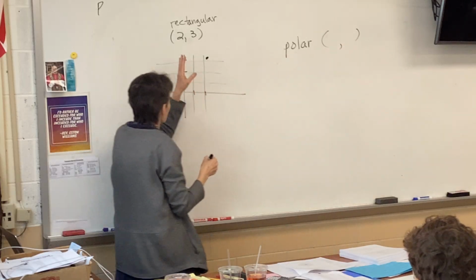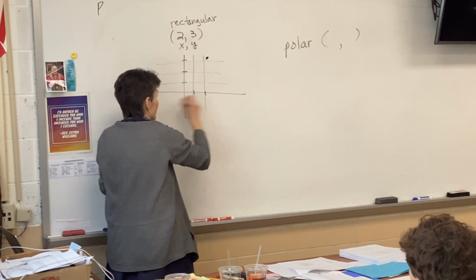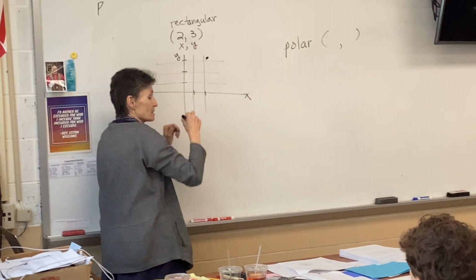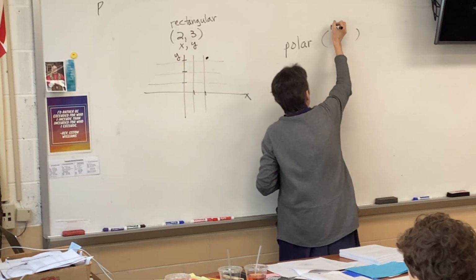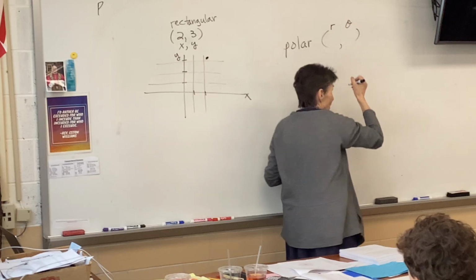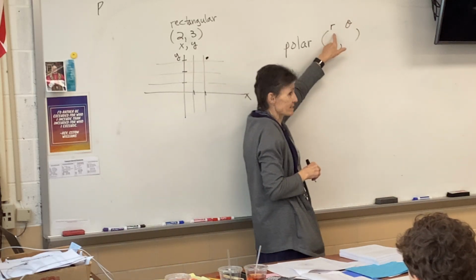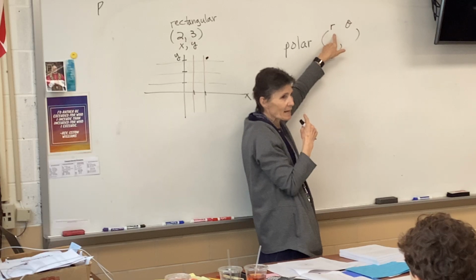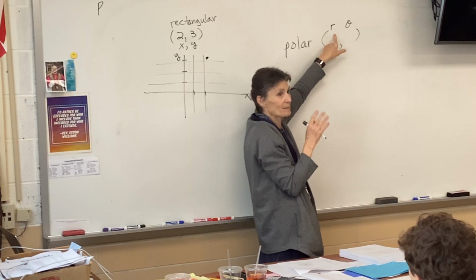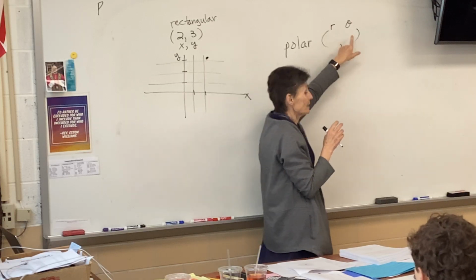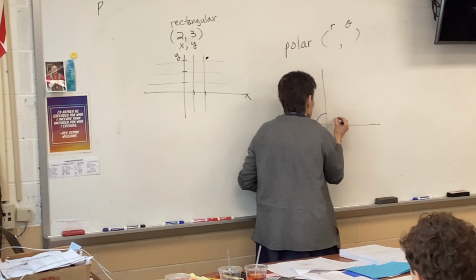Now, with rectangular coordinates, you have an x and a y. So that's your x-axis, that's your y-axis. Okay. With polar coordinates, we have an r and a theta. So polar coordinates are a distance. You can think of that as radius, but it's really not a radius, it's a distance, okay? And an angle.